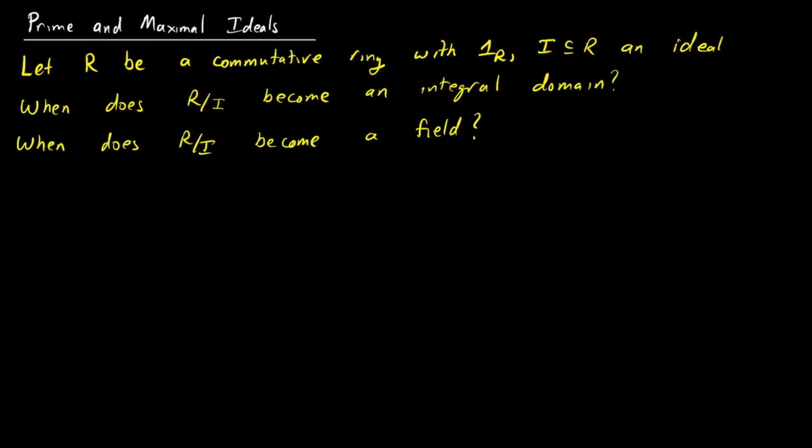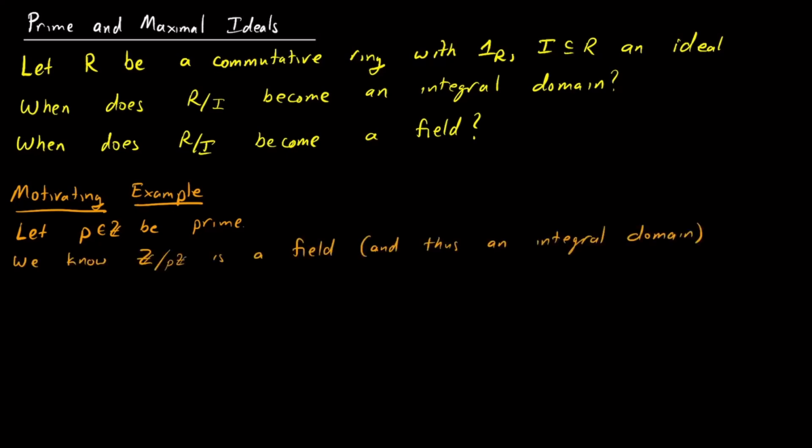We'll start with the integers, and we know that when I look at the integers, I can construct the ring Z mod PZ and get a field. So I'll let P be a prime, and I know that Z mod PZ is a field, and thus an integral domain, because every field is an integral domain. So the question we're going to ask is, what's so special about PZ? What kind of information can we extract about this ideal PZ? So these are all the multiples of P inside of Z.